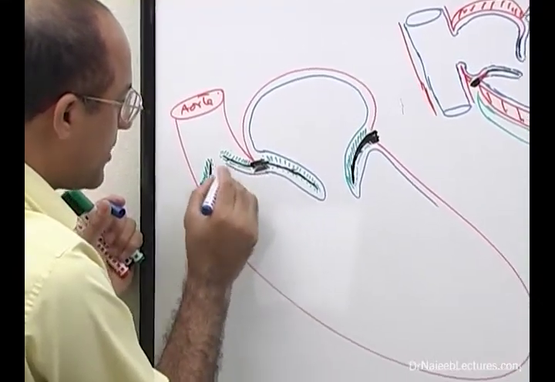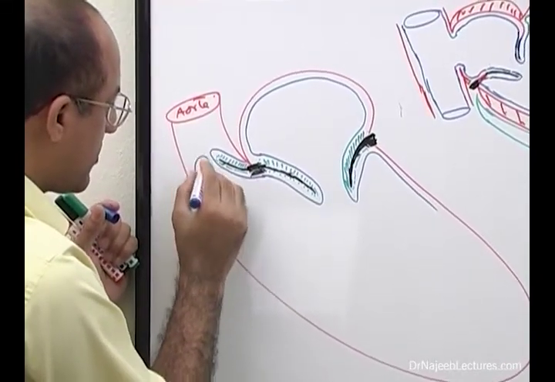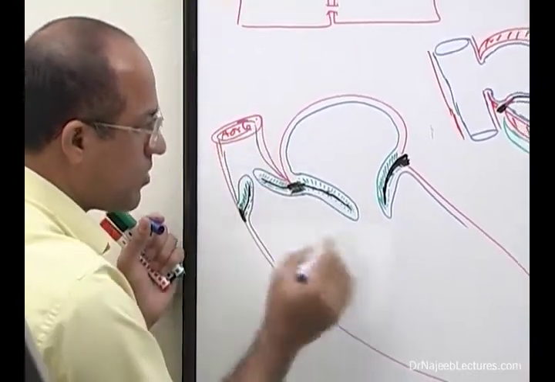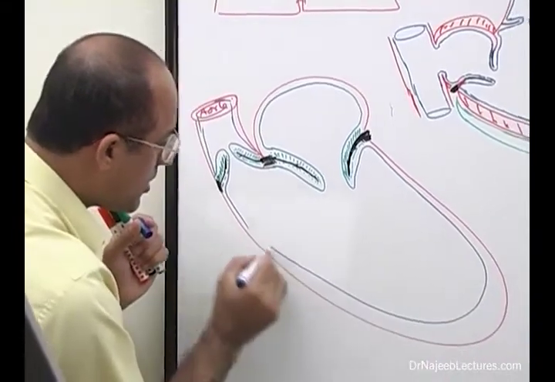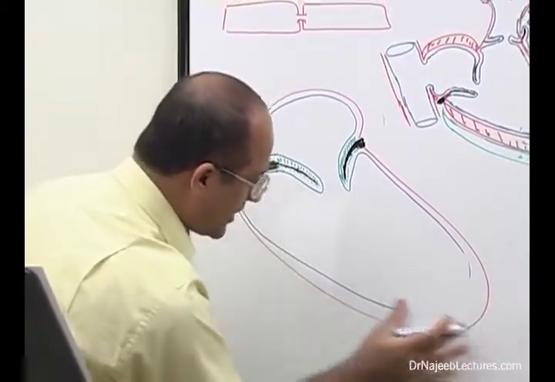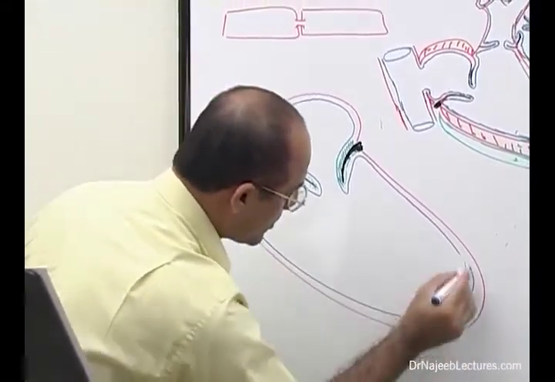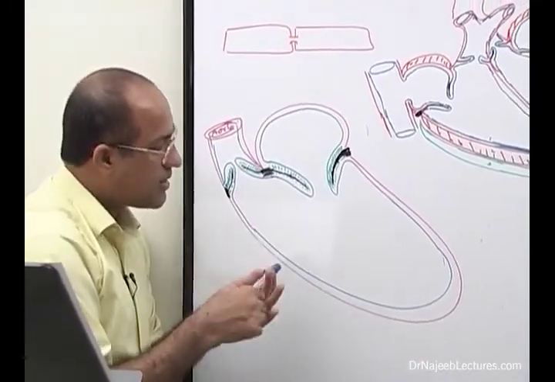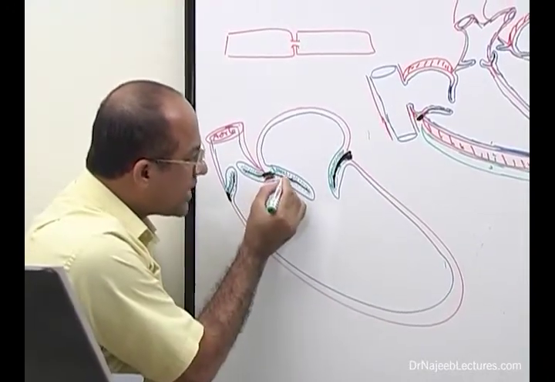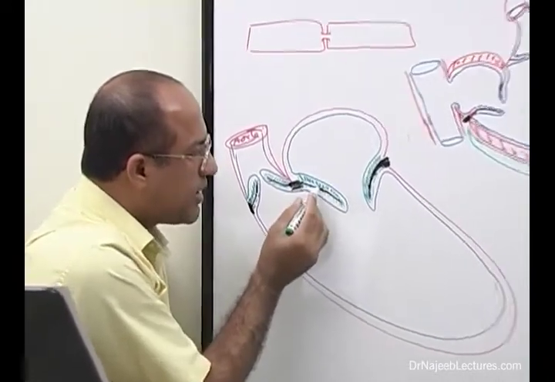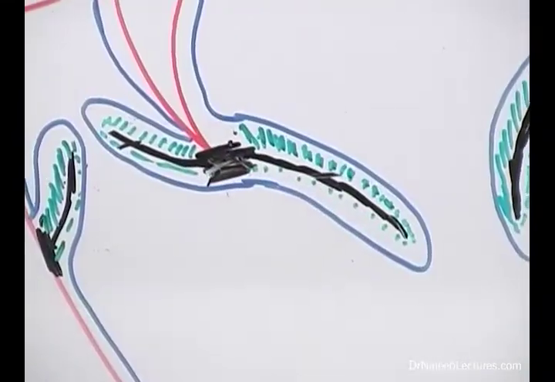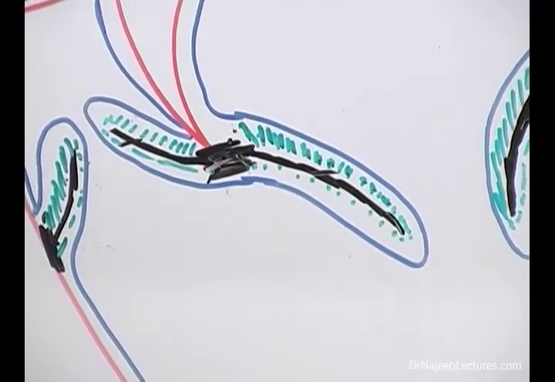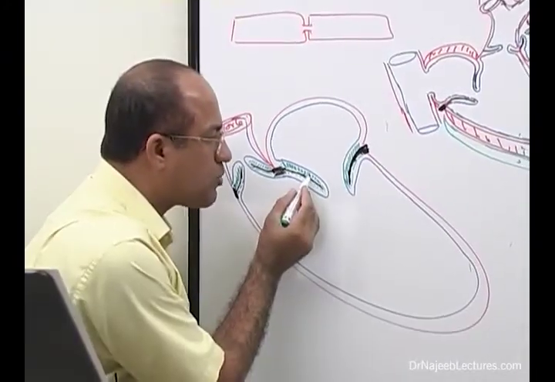This is the structure of a valve. Now what you have to really understand here is that this connective tissue, which is loose connective tissue, has a lot of elastic fibers, collagen fibers, and a lot of proteoglycans. So it is somewhat spongy tissue.